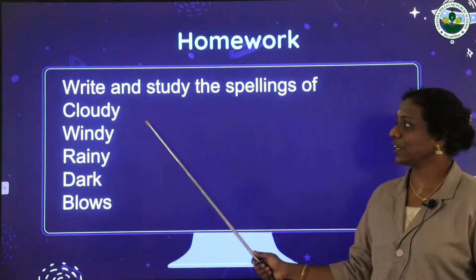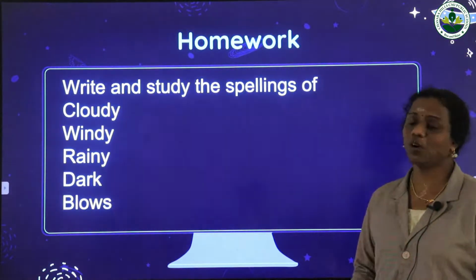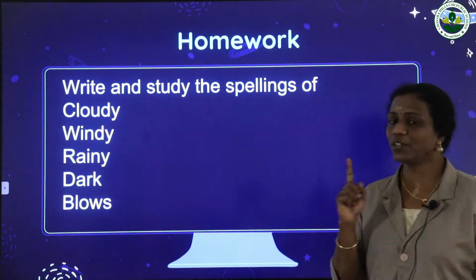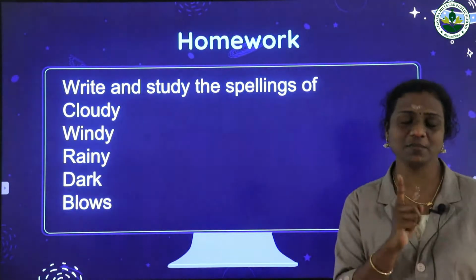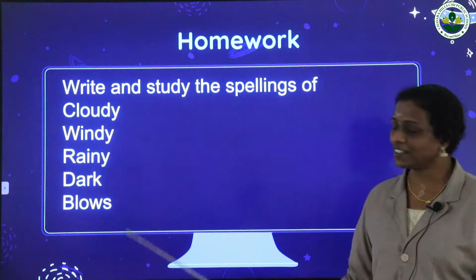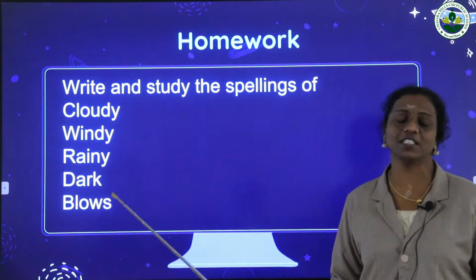Okay, then next is our homework. Write and study the spellings of cloudy, windy, rainy, dark, blows. So you have to study the spelling of all these words. First write all these words one time in your notebook, and after that take your rough book and write these words and study them 10 times. Write it 10 times and study the spelling.